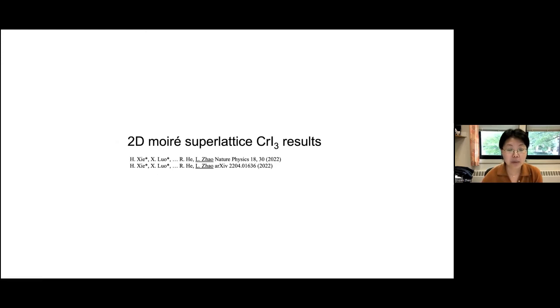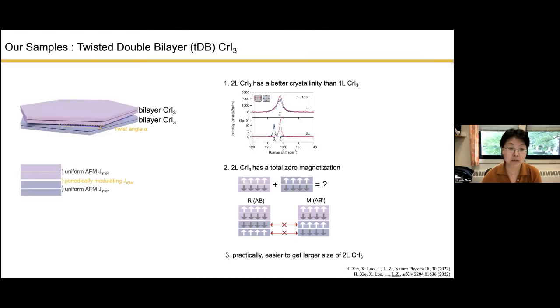Okay, the last part I want to cover quickly is the Raman measurement for moire superlattices in the twisted chrome trioxide system. So we start with twisted double bilayer chrome trioxide. It's a bilayer on top of another bilayer with a twist at the interface of the two bilayers. In this geometry, we have uniform AFM interlayer exchange coupling between the top 2 layers and the bottom 2 layers, but we would have a periodically modulating interlayer exchange coupling at the interface of the 2 bilayers.